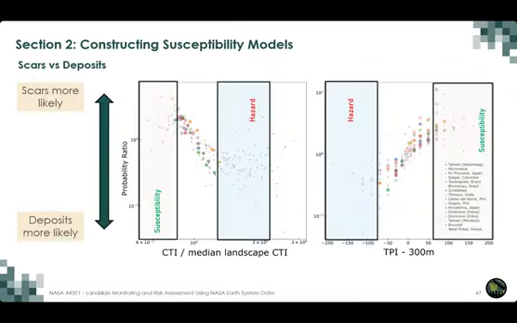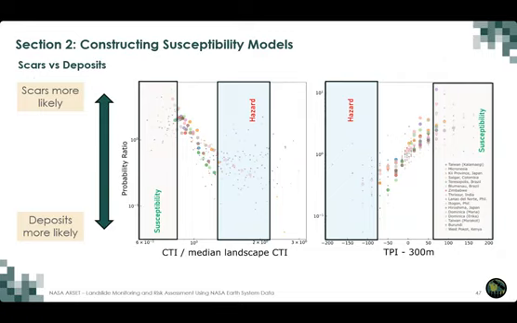And so one final point on this scars versus deposits discussion that we've had already, thinking about the likelihood of landslides where the scars are more likely versus where the deposits are more likely. In this case, we're comparing on the y-axis in this figure. Higher values indicate parameter values that are more likely to have a scar, versus lower values on the y-axis, which indicate locations where a landslide deposit is more likely to be found.